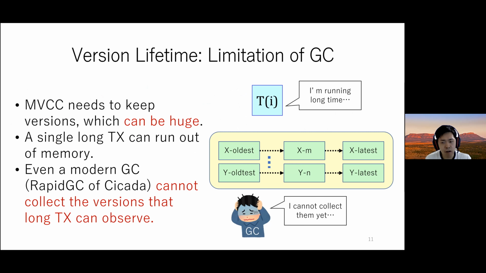MVCC needs to hold multiple versions and tends to have many versions. Even if there is only one long transaction, it increases the number of versions that cannot be collected by GC, even if it is a modern system like rapid GC.